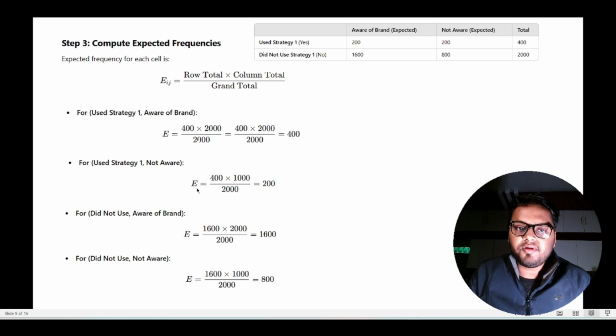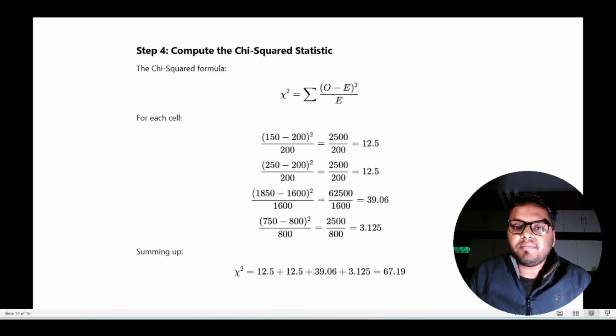Once we get our observed frequencies, once we get our expected frequencies, now what we do, we put them into the formula of chi-square. So chi-square is equal to observed minus expected whole square divided by expected. So for each cell, we are going to calculate our chi-square value. After that, we are going to add them up together, and my calculated chi-square value is 67.19.